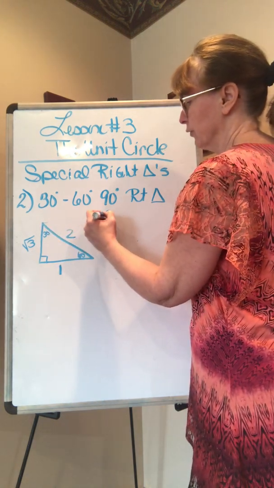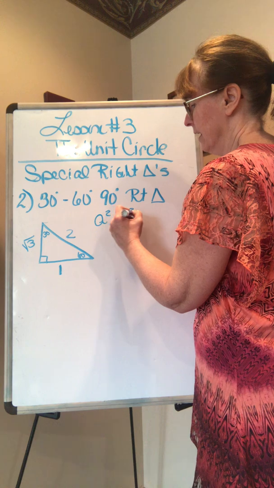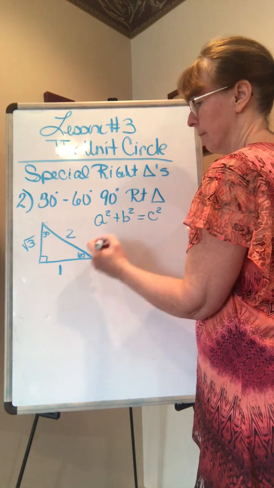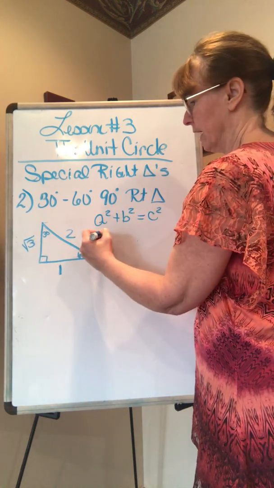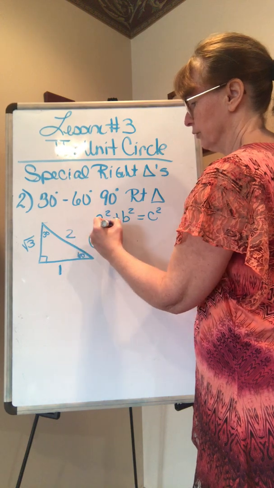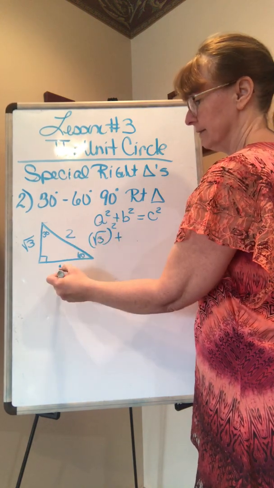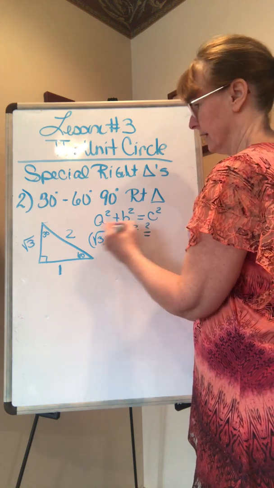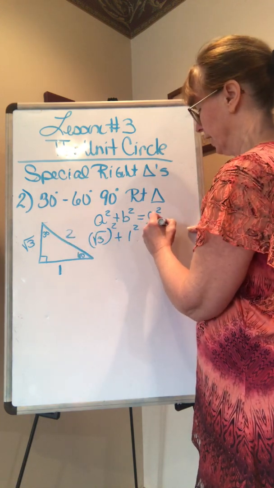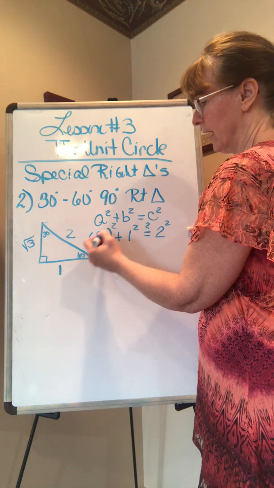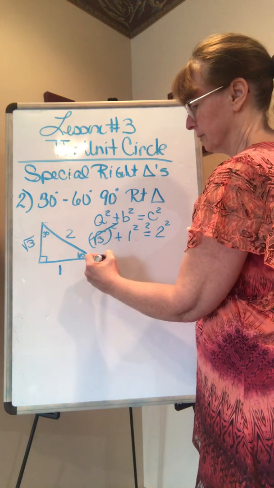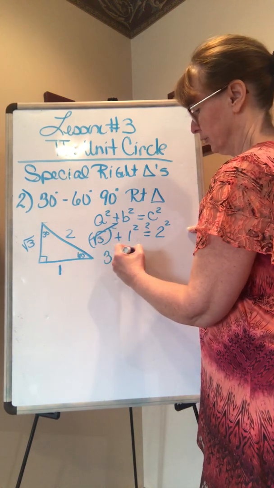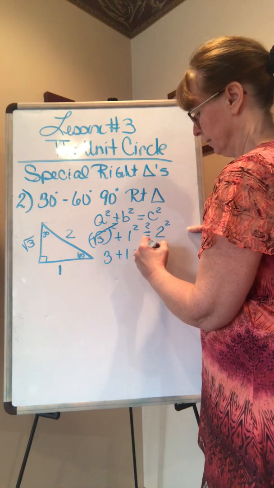If I have my a squared plus b squared equals c squared, my altitude here is rad 3, which is going to be squared. My base is 1, which is going to be squared. And does this make my hypotenuse, which is 2 squared? Well, you square a radical, the 3 drops down. 3 plus 1 equals 4.